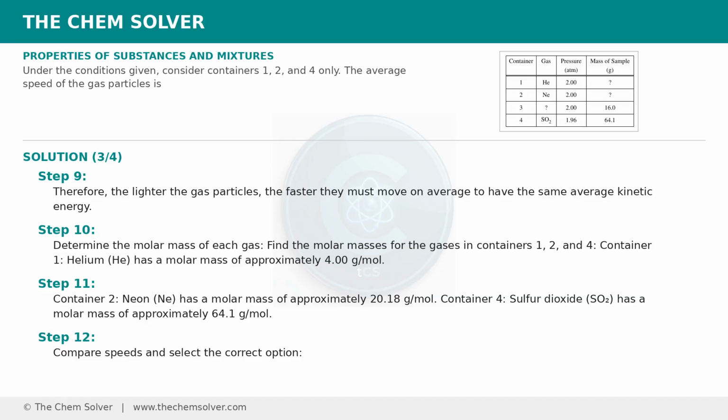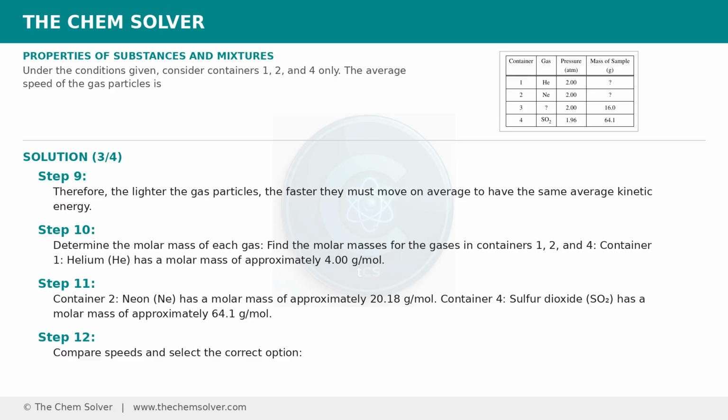Determine the molar mass of each gas. Find the molar masses for the gases in containers 1, 2, and 4. Container 1, helium, He, has a molar mass of approximately 4.00 grams per mole. Container 2, neon, Ne, has a molar mass of approximately 20.18 grams per mole. Container 4, sulfur dioxide, SO2, has a molar mass of approximately 64.1 grams per mole.